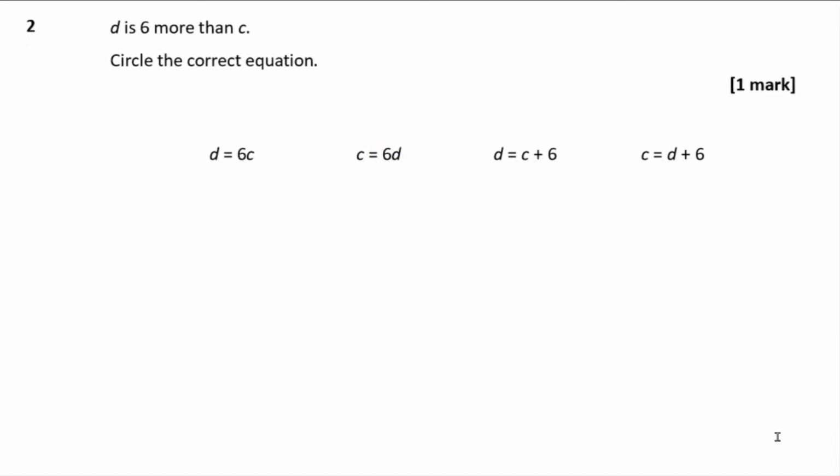Question 2. D is 6 more than C. Circle the correct equation. Okay, so D is 6 more than C. D equals C plus 6. It's got to be that one there.